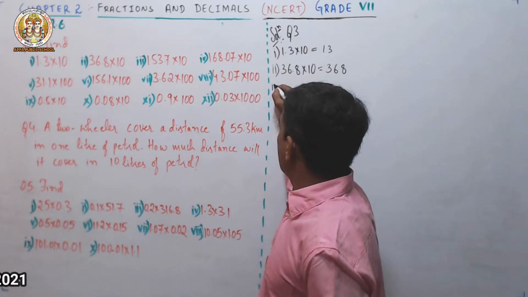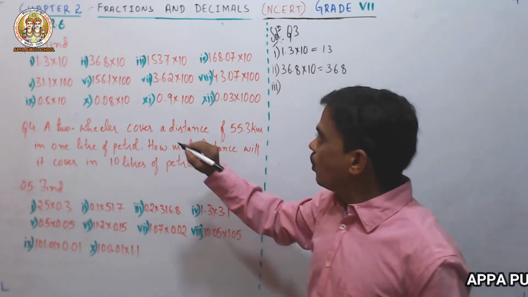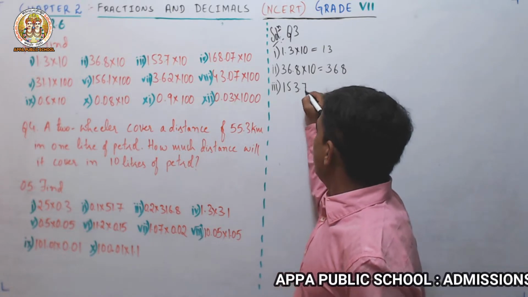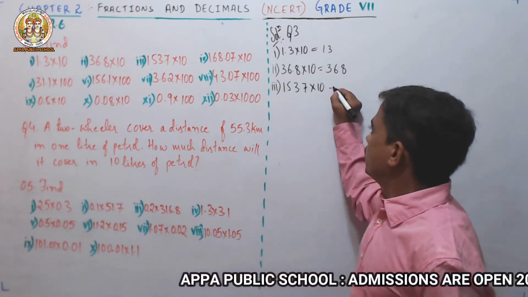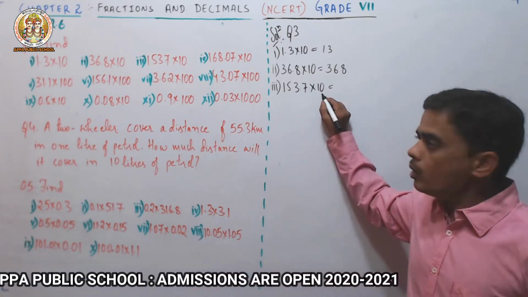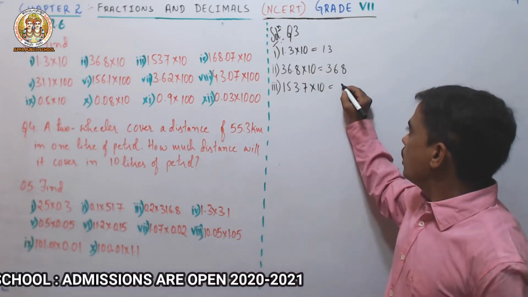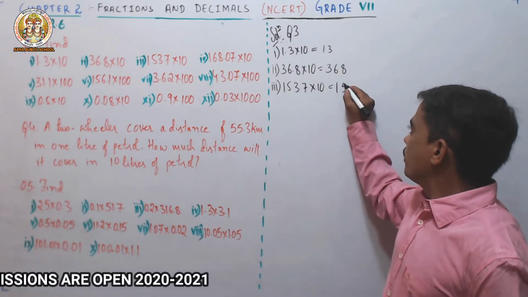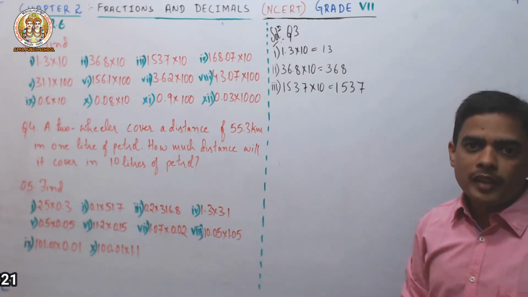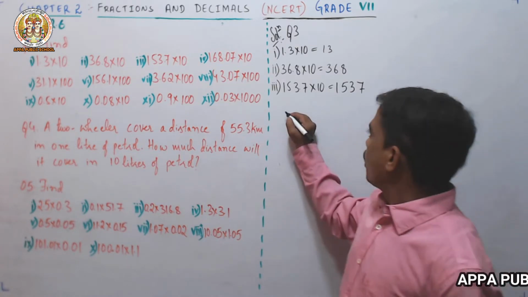Next, the third one. What is the third one? 153.7 multiplied with 10. See how many zeros are there? One 0. Shift the decimal point after one number. So it will be 1537.